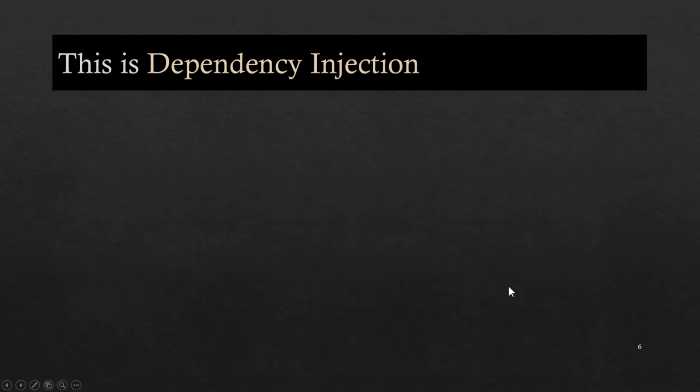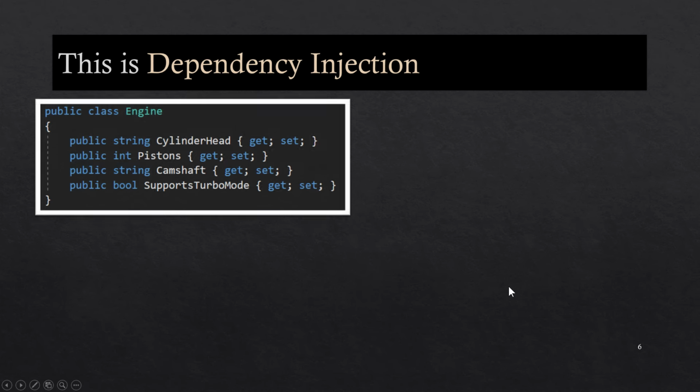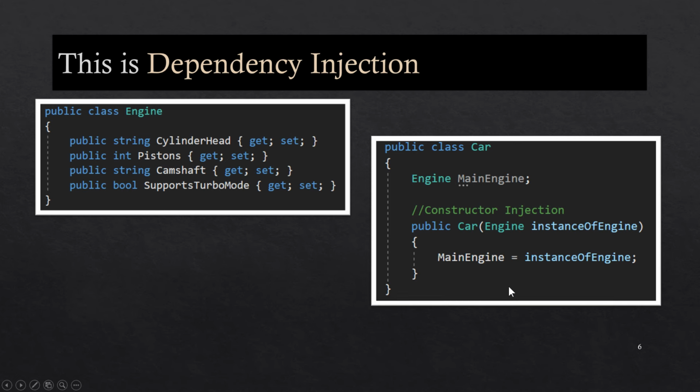Now this is dependency injection. We have a class engine and we have a car class, and this car class has a little change. We still have the constructor, but this constructor is taking an instance of the engine. So we need to provide an instance of the engine for the car to work. So we are asking for the dependency to be injected through this constructor.